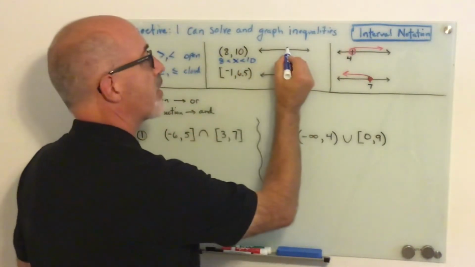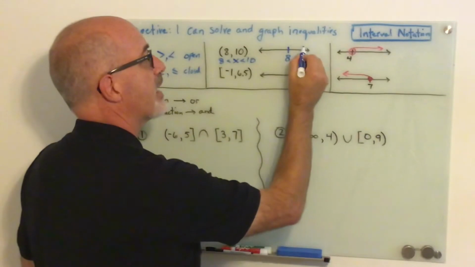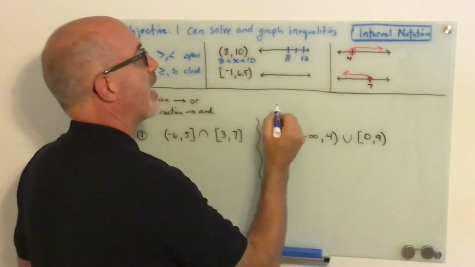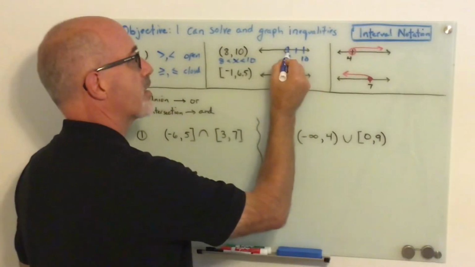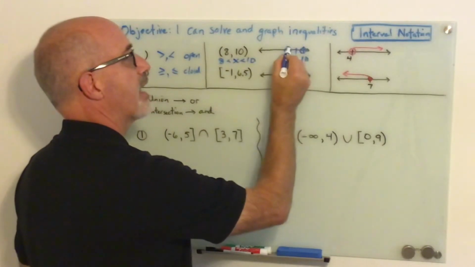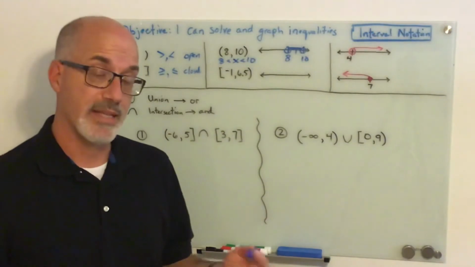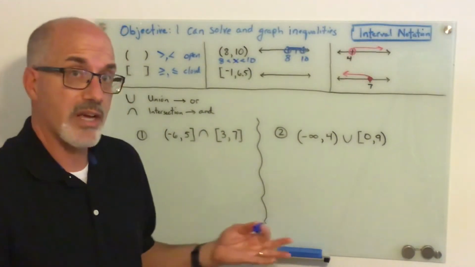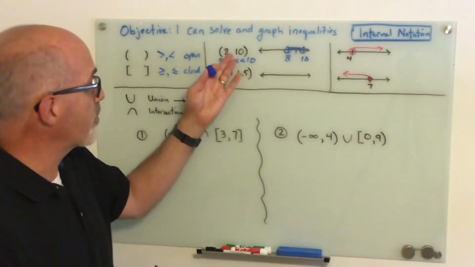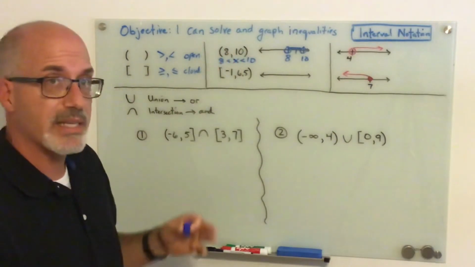So I'm going to go out here, I'm going to have an 8 and a 10, and I'm going to put open dots on 8 and on 10, and graph everything, all the numbers in between those two. That's all interval notation does. That's a shorthand version. Notice it's shorter to write that than to write this.